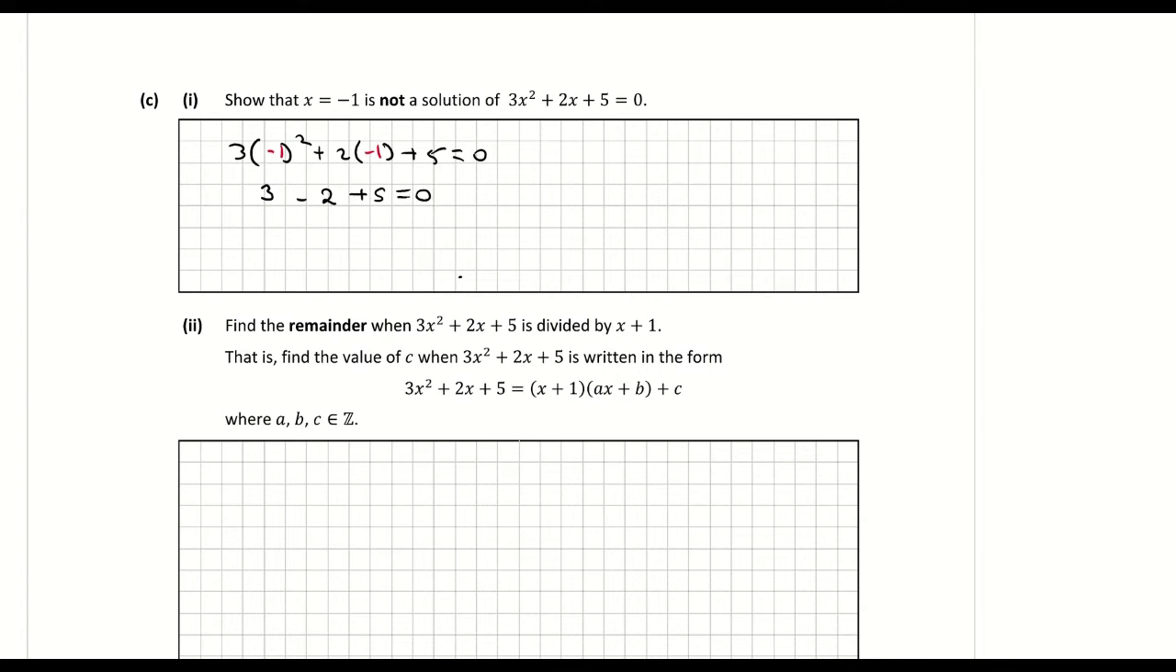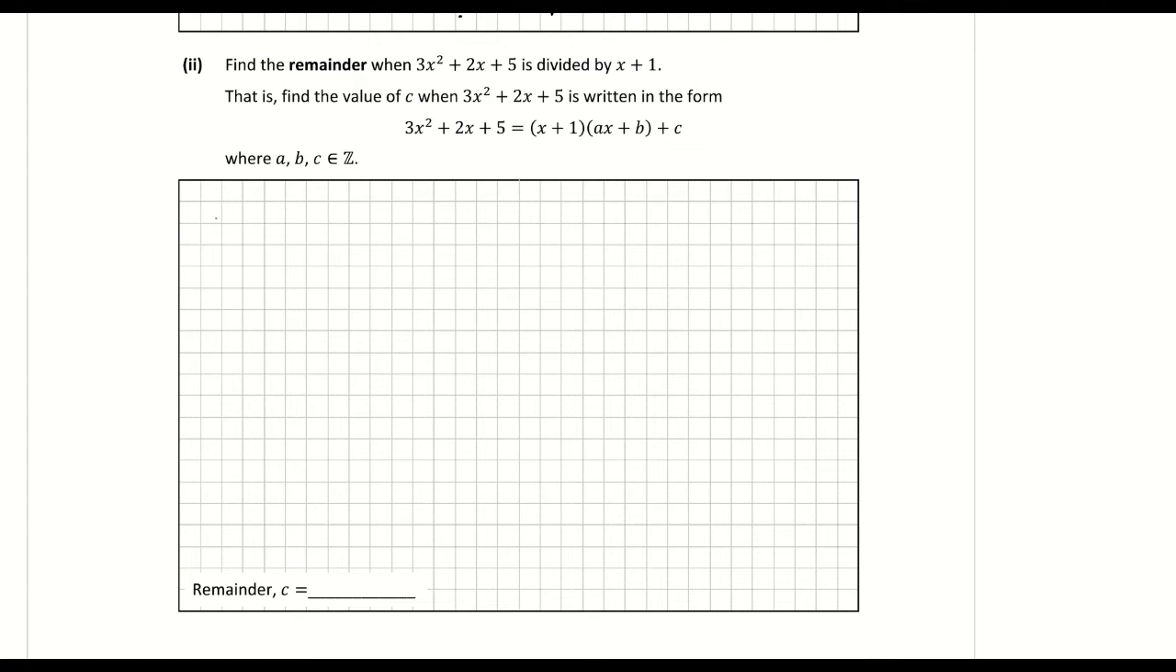Plus 5 is equal to 0. That gives me 8 subtract 2 is equal to 0. 6 is equal to 0, and 6 is clearly not equal to 0. So therefore, not a solution. Not too hard on that part. Part C2. Find the remainder when 3x squared plus 2x plus 5 is divided by x plus 1.